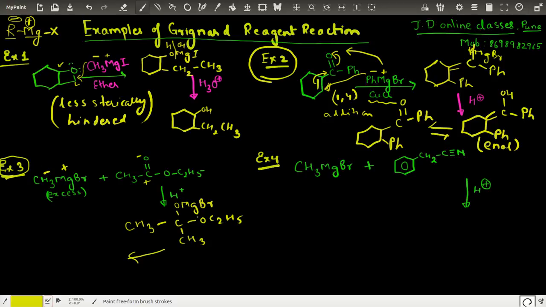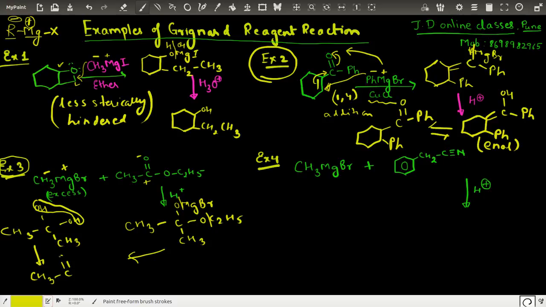Now we have two bonds which are fragile. One is OMgBr and the second is this bond. So we have H, and clearly the molecule that we get over here is CH3, this is carbon, we have two OH on the same carbon, and the fourth substituent is methyl. Clearly having two hydroxyl groups on one carbon is not a stable arrangement. So basically we have removal of a water molecule, and clearly what we get is acetone.